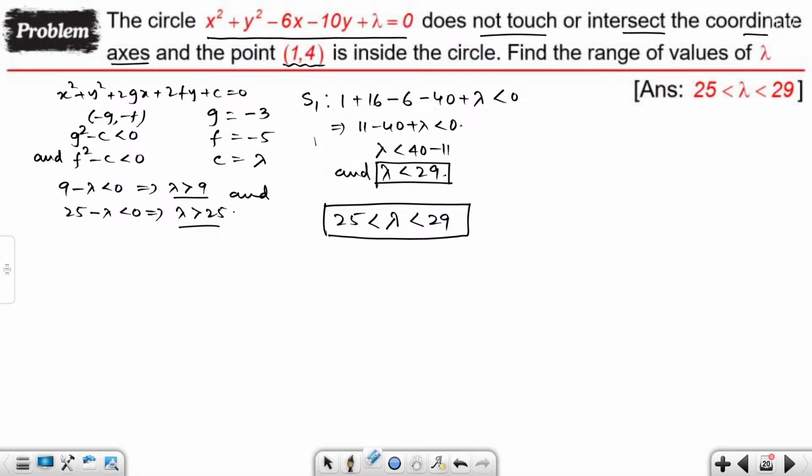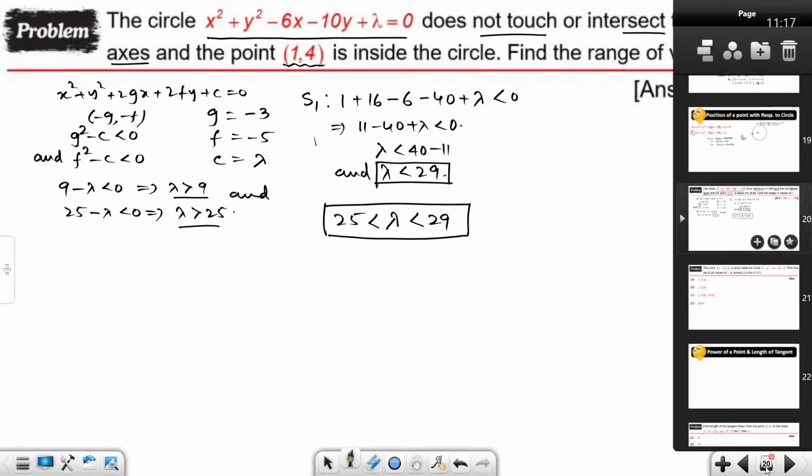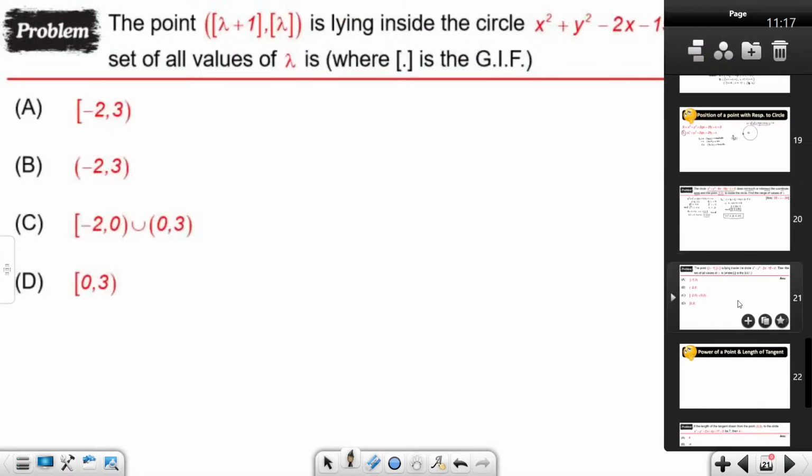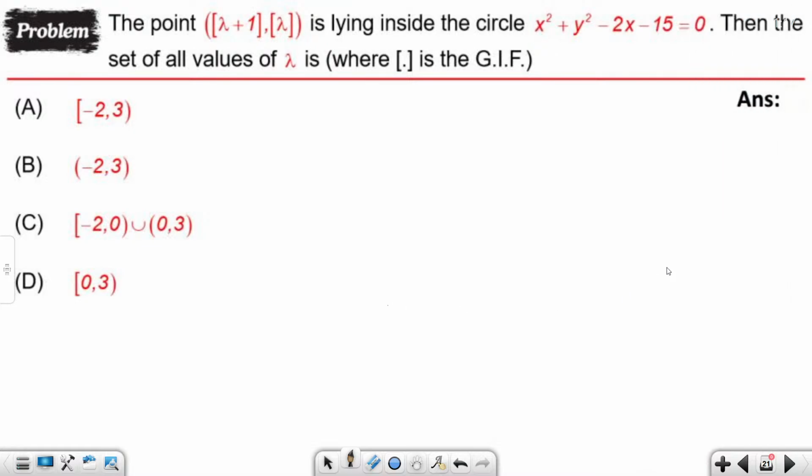Is it clear to all? Absolutely? Okay. So let me take another problem. Now see this question. Same question. The point, this is not your normal bracket. I have already mentioned here that this is the greatest integer function.